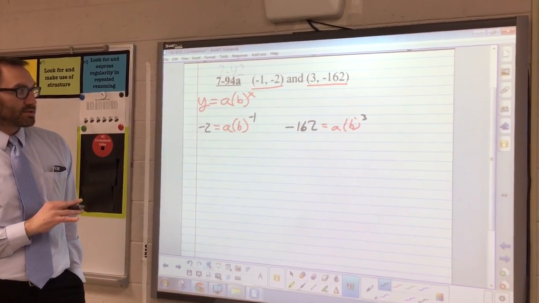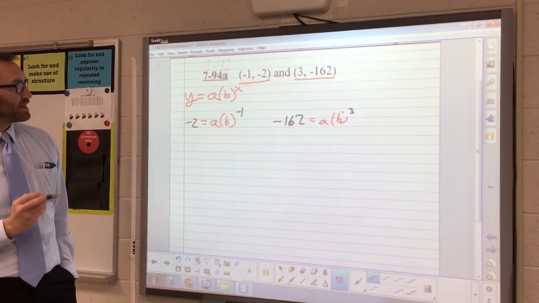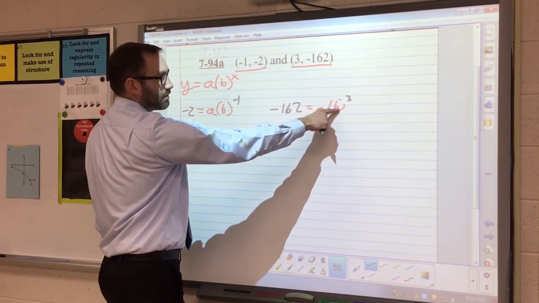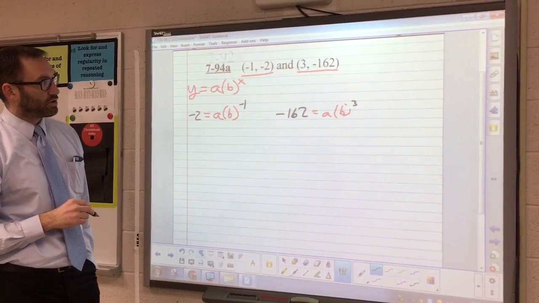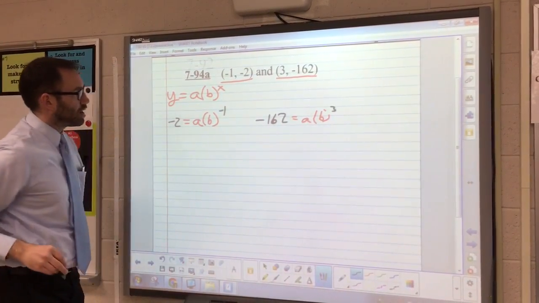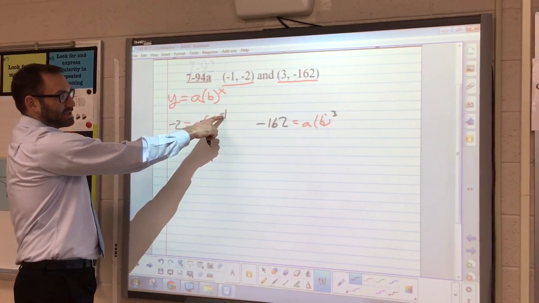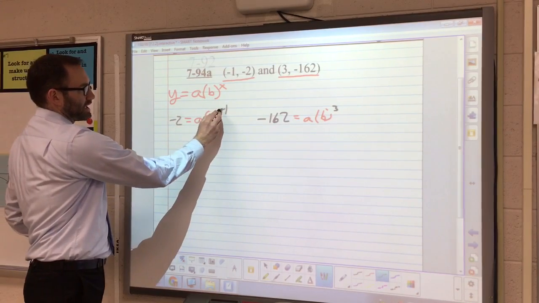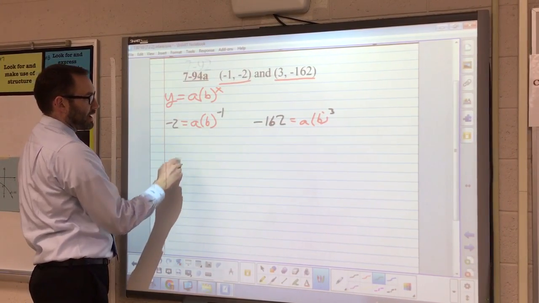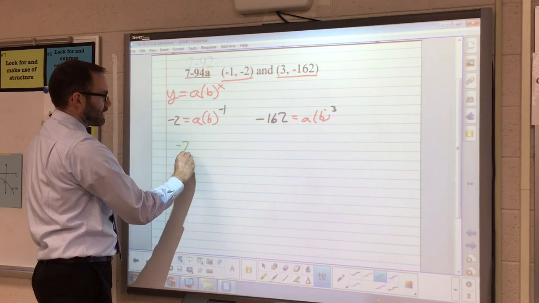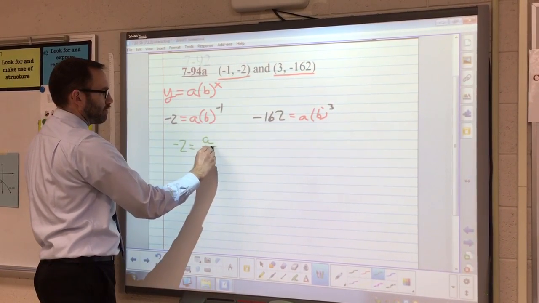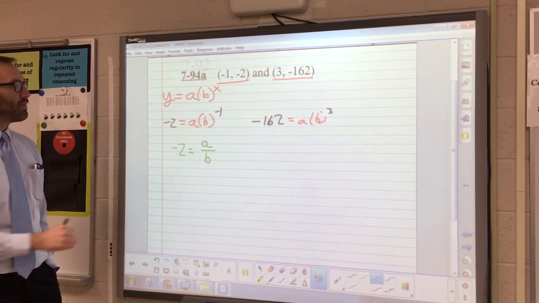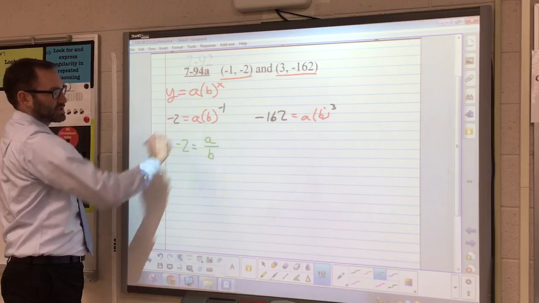This is where it gets a little bit tricky and people can make their decision of what they would prefer to do first. Some people will solve for a on each of them and set them equal to each other by dividing by b to the 3rd or b to the -1. Personally, I like to get rid of any negative exponents first. So knowing that a -1 exponent means to do the opposite, to divide by, I rewrite this equation as -2 equals a over b to the 1, or just b. Then this is a little easier for me to work with than this one.